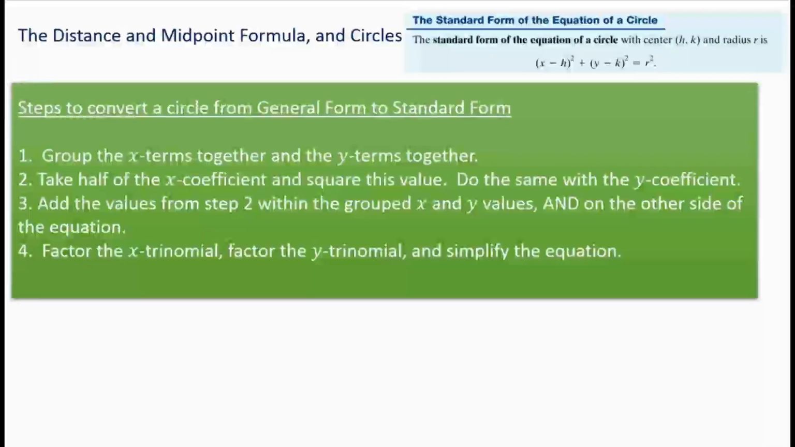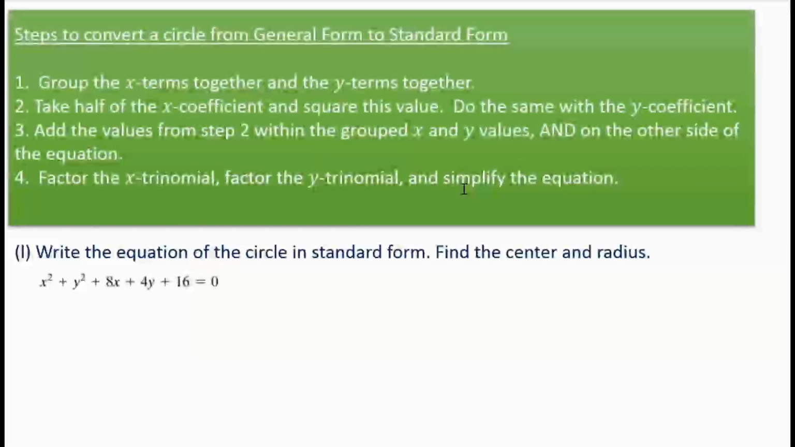Now, that should be familiar. That's exactly what we did to complete the square in the last two problems. Then we're going to add the values from step 2 within the grouped x and y values and on the other side of the equation. Remember how I told you you're not really allowed to add a number and that you would have to balance it somehow? That's the balance step, step 3. Then the last step is the factor step, which we did for the last problem. So let me show you this in action. When you do it a couple of times, it actually gets real easy. So don't stress over this, just follow along. So here's our first problem. We're going to write the equation of the circle in standard form.